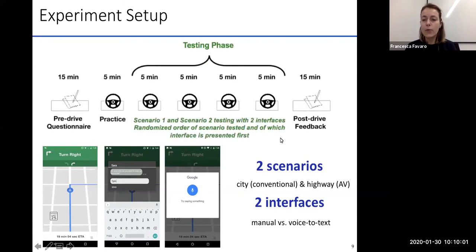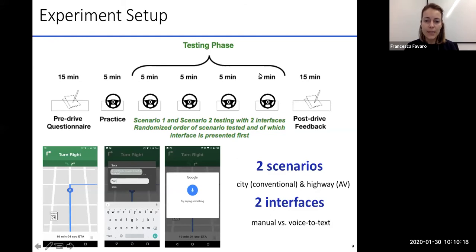It was about 1 hour of test for each person. They came in and we asked a bunch of questions about their history, their driving, their texting behavior. Everything was anonymous. Then we did a little bit of practice. Then we had the actual test. And then after the test, a post-drive feedback.